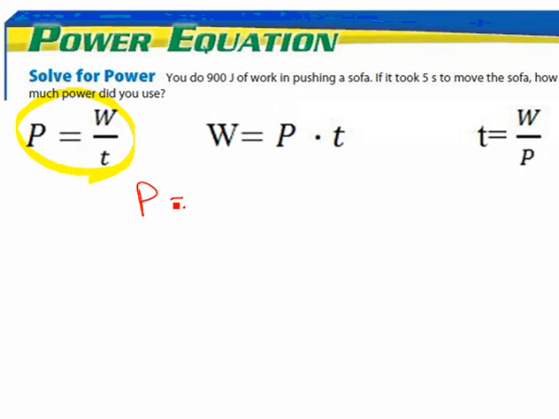Now, if we look in our problem, we know how much work we've done and the amount of time it took to do that work. Well, 900 joules worth of work was being done, which is a measure of energy, and the time it took was 5 seconds. So we can plug that into our equation. Power is equal to 900 joules of work divided by 5 seconds.